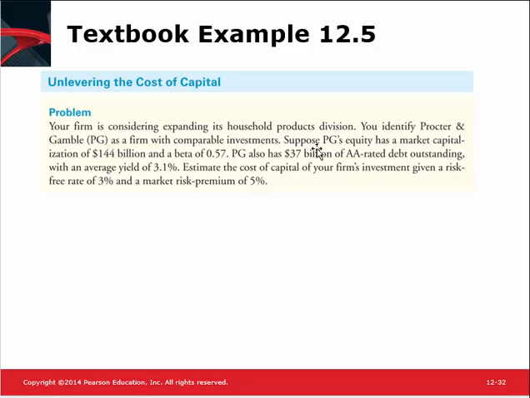So we're looking at expanding our projects. Procter & Gamble's equity has a market capitalization of $144 billion and a beta of 0.57. They also have $37 billion of AA rated debt, and the average yield of their debt is 3.1%. So what is the cost of capital of this firm's investment if the risk-free rate is 3% and the market risk premium is 5%?